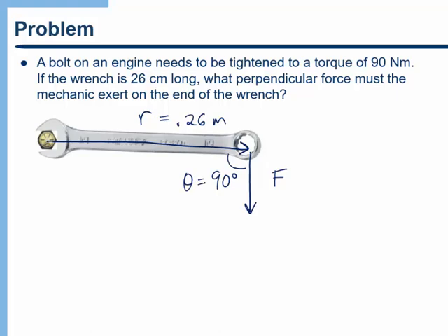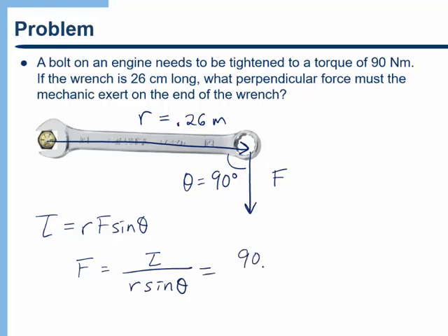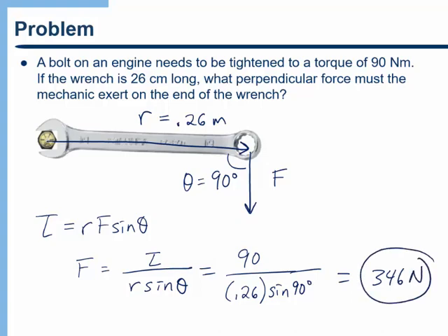In this case, we can just take our formula for the torque, that the magnitude of the torque is R F sine theta, and therefore F is the torque divided by R sine theta. So we just have a torque of 90 divided by 0.26 times the sine of 90 degrees, and we get a value of 346 newtons. So that would be the force required to provide that torque.